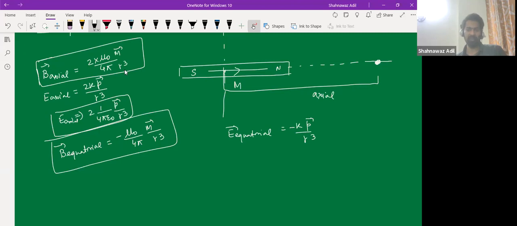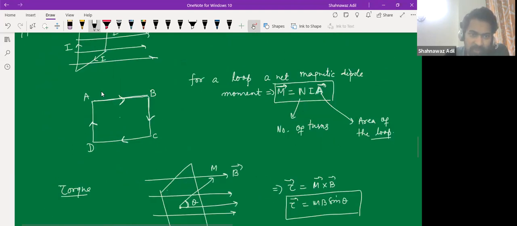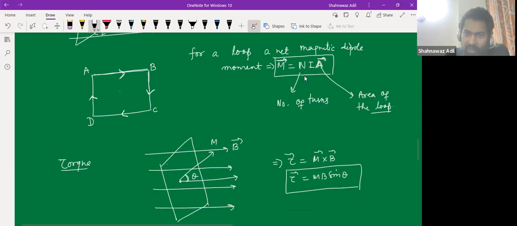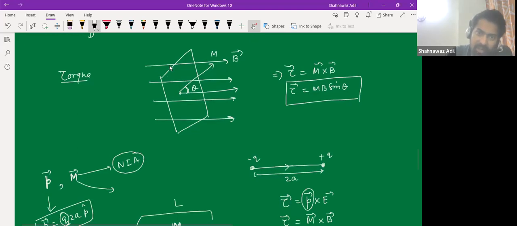So what did we learn? We have learned that for a loop we have a magnetic dipole moment which is NIA, where N is the number of turns. So if we have N number of turns, then this would be this thing. So this loop will create a torque, and it is going in this direction.